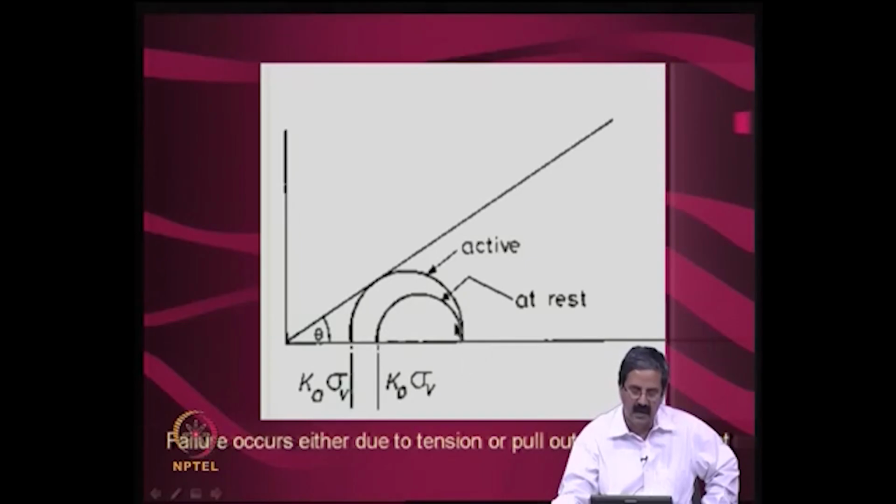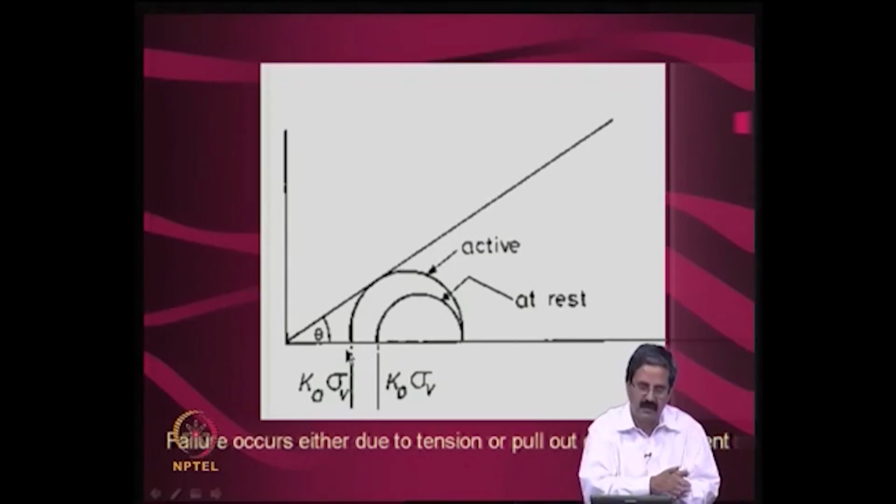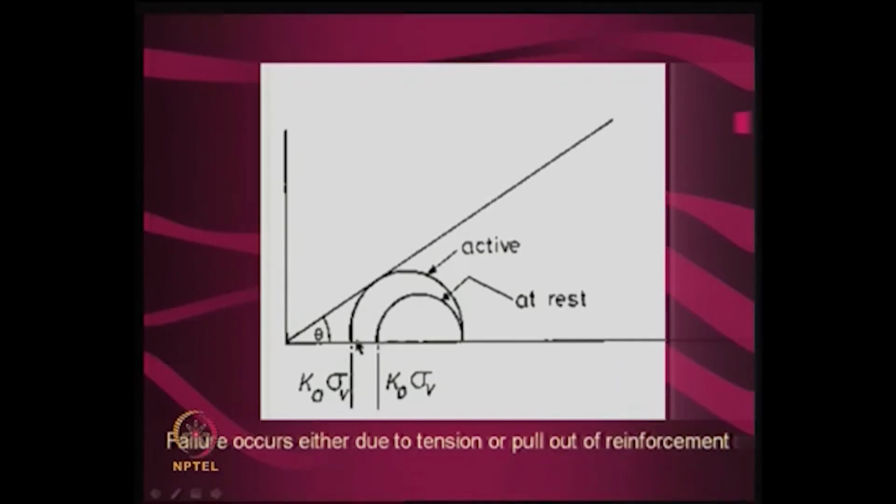As long as the Mohr circle is below this line, there is no failure, right. You apply some more force, sigma V, and it again mobilizes an equivalent pseudo confining pressure, K naught sigma V. I may increase sigma V, and then one more circle can come here with K naught sigma V. As long as the circle is below this line, it is safe. But there is also a possibility of a little yield, if there is friction between the soil and the reinforcement, and it may touch this line.